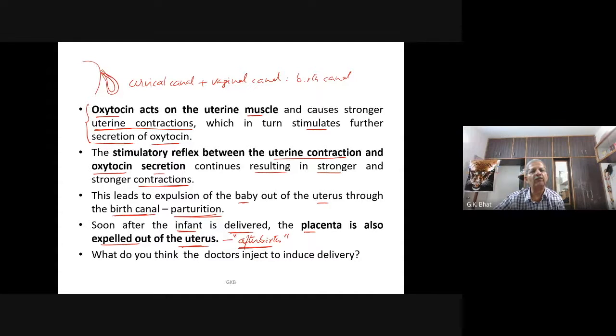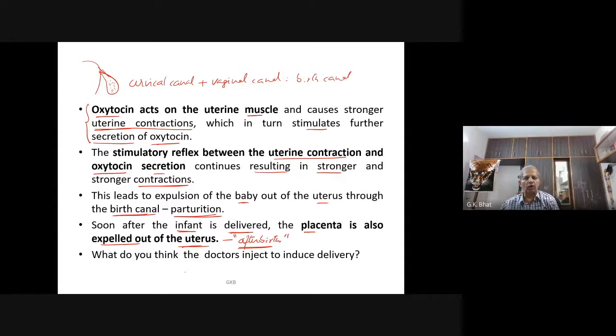Fluid-filled, sac-like structure to be there. Have you seen it any time? If you are in the village side, you might have seen that. And this is what is called afterbirth. It is the excluded or expelled placenta after the birth of the baby.